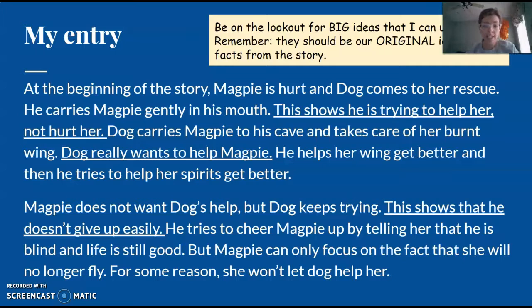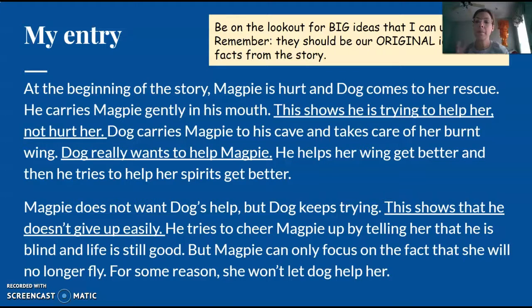Magpie does not want Dog's help, but Dog keeps trying. This shows that he doesn't give up easily. He tries to cheer up Magpie by telling her that he's blind, but life's still good. But Magpie can only focus on the fact that she will no longer fly. So for some reason, she won't let Dog help her.